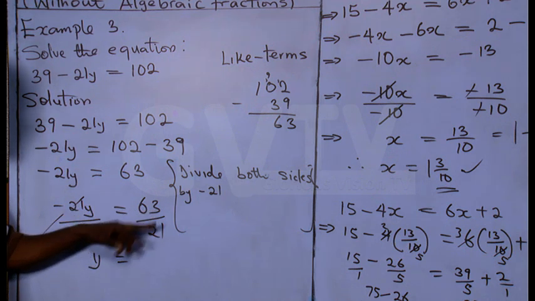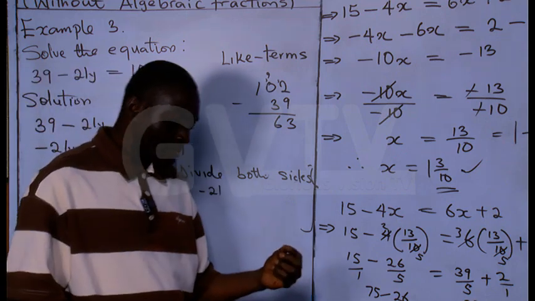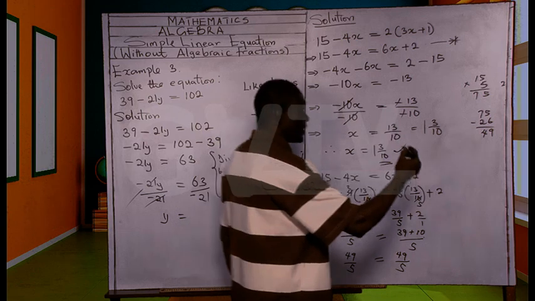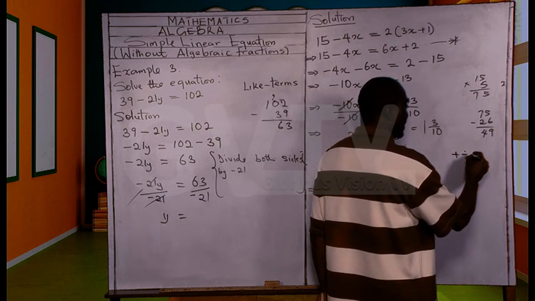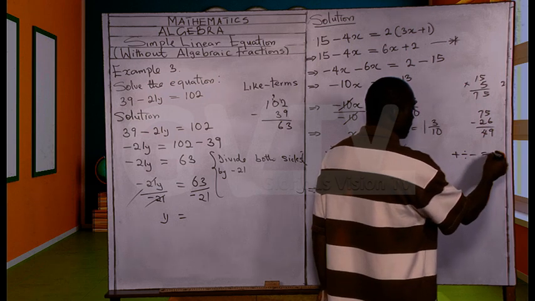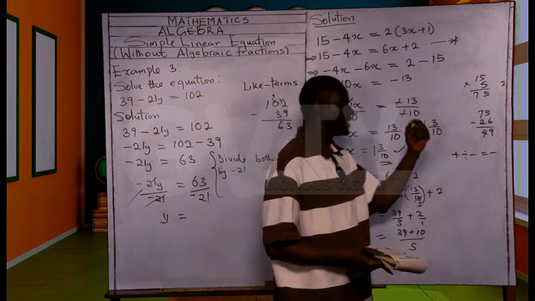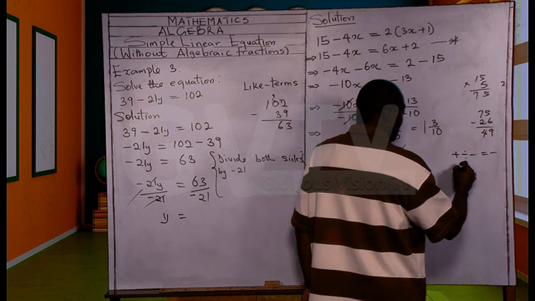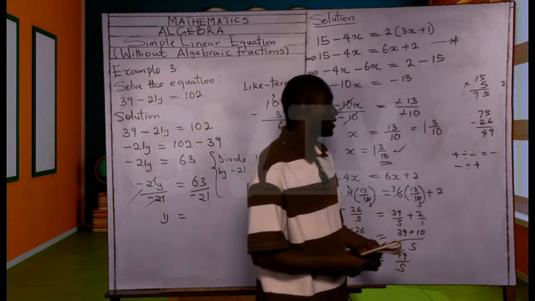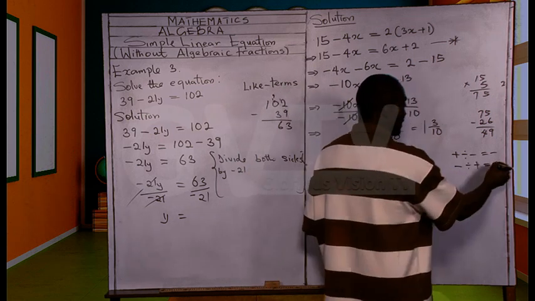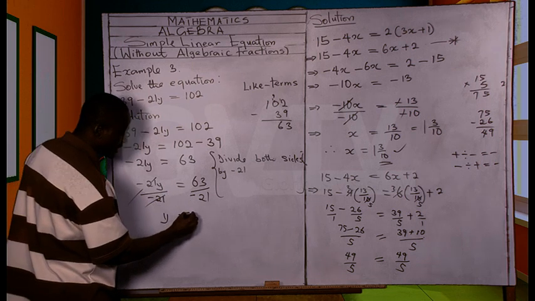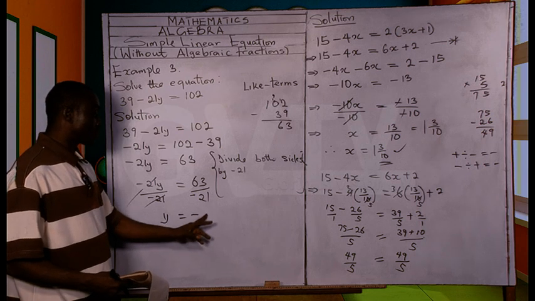Okay, so 63 divided by minus 21. When I taught you, it was also last year when we were doing division, if a positive number is divided by a negative number, we are going to have a negative quotient, that is a negative result. And if a negative value is divided by a positive value, we are also going to have a negative value. All right, so with this, positive divided by negative will give us a negative, so it means we are having a negative result here. Okay, that's the essence of that.